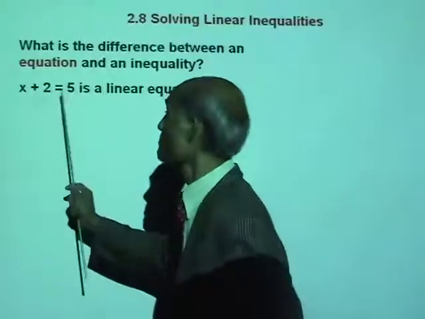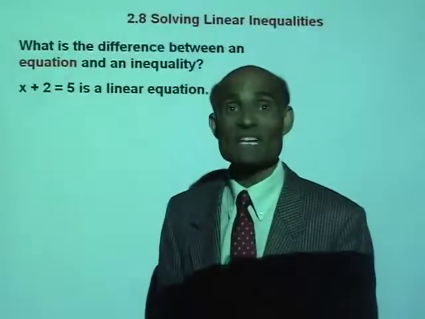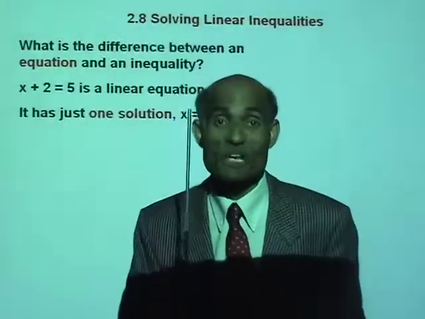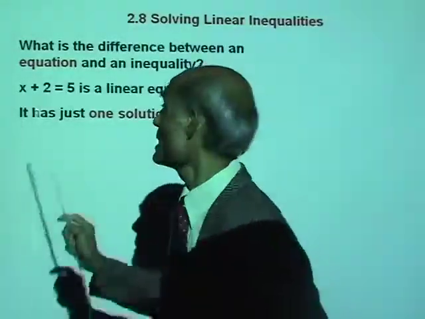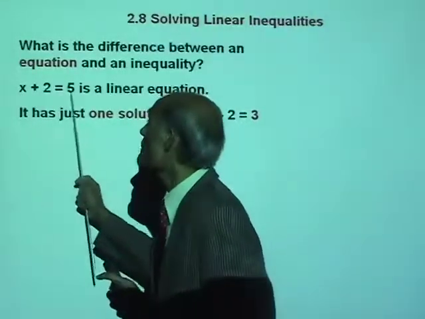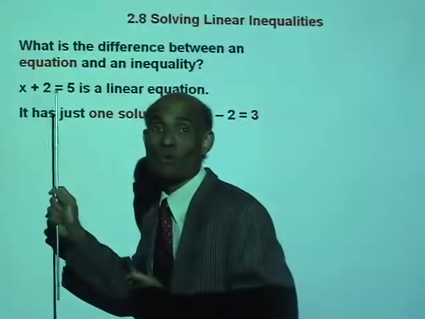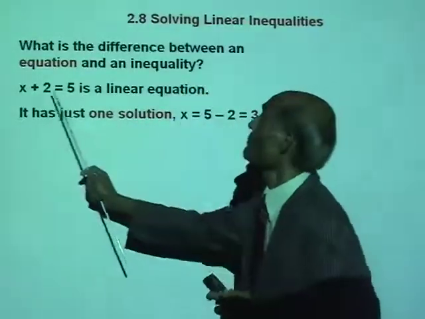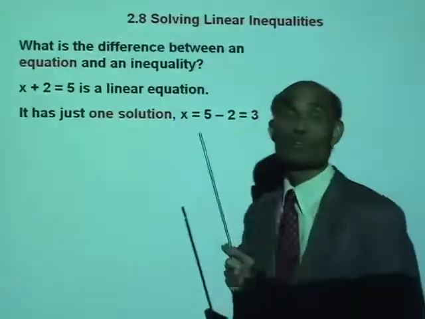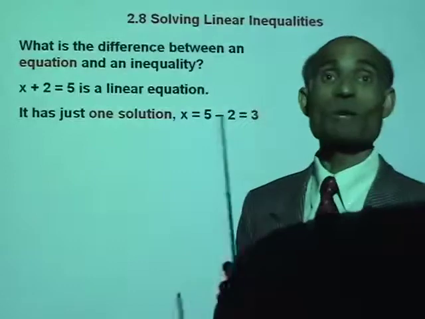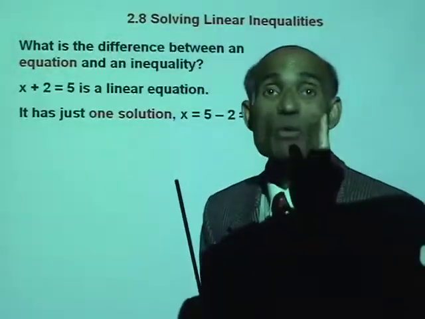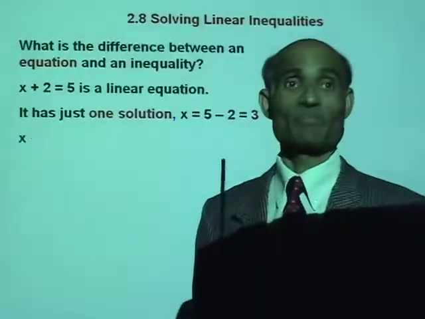Well, look at this. x plus 2 equal to 5 is a linear equation. Is that right? It has just one solution. It means there will be only one value of x that will make this statement true. What will be that value? That will be x equal to 5 minus 2 equal to 3. Only 3 will make that statement true. That means an equation has only one solution.